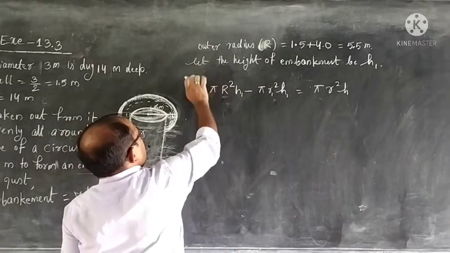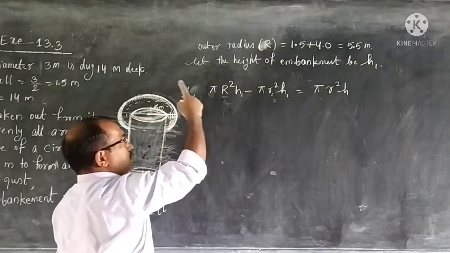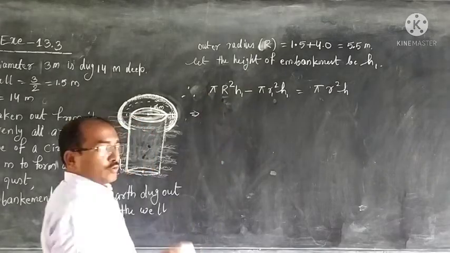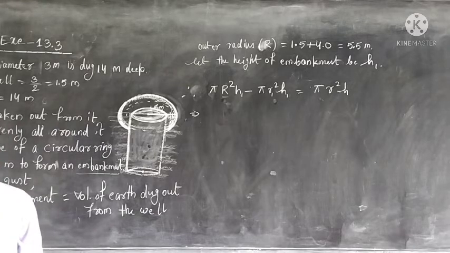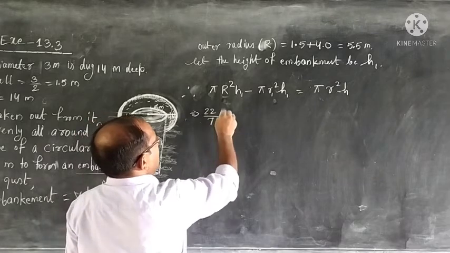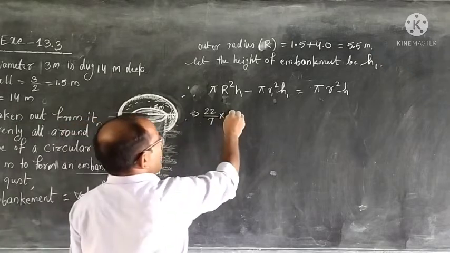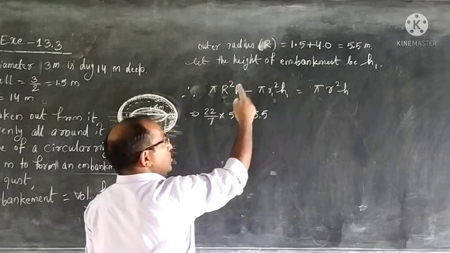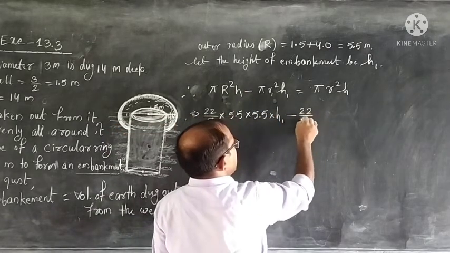So, we can start. Therefore, outer volume minus inner volume, both are cylindrical in shape, is equal to the volume of the well. So, here we can take pi. In the question, we need to see whether the value of pi is mentioned or not. No. So, we will go for 22/7 only. 22/7, this radius is for the embankment, the outer radius, that is 5.5 into 5.5. The height of the embankment we have to find. So, h1 minus pi, 22/7.